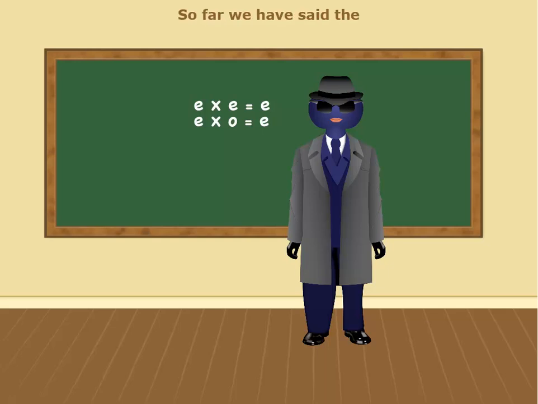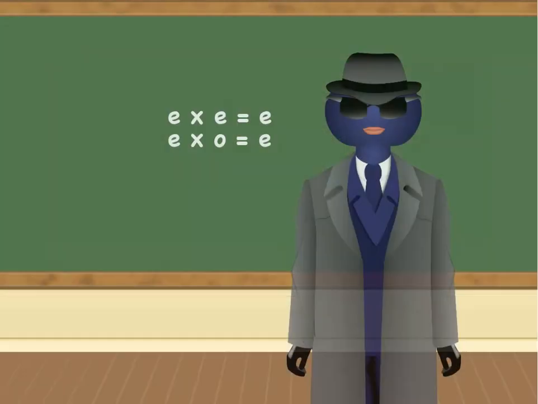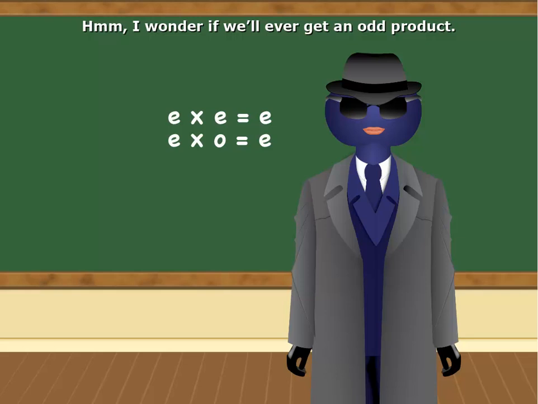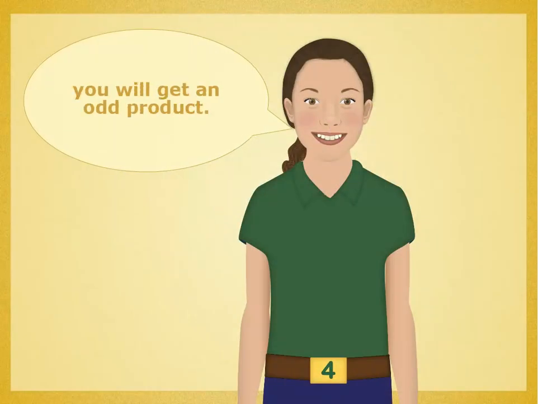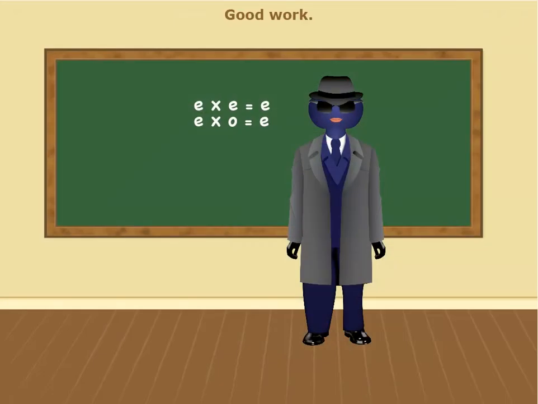Yes indeed. So far we have said the product of two even factors will be even, and the product of an even factor and an odd factor will also be even. I wonder if we'll ever get an odd product. What say you, recruits? Any thoughts? Maybe when both factors are odd, you'll get an odd product. Good work. Now, I'm quite certain you've already figured out the shorthand for this rule, so go ahead and add it to your whiteboards as well. Now, show me your boards.